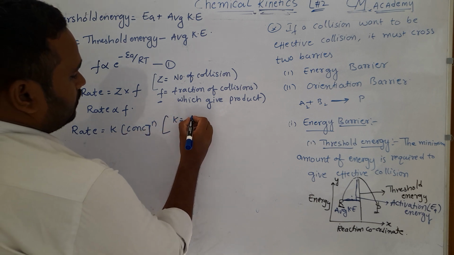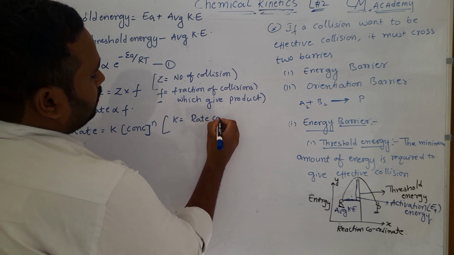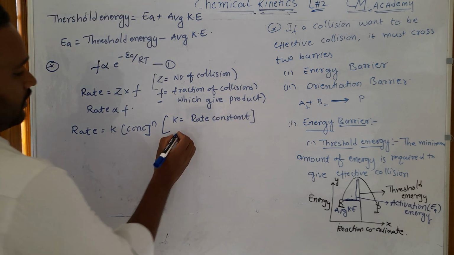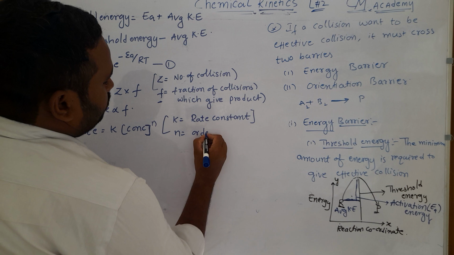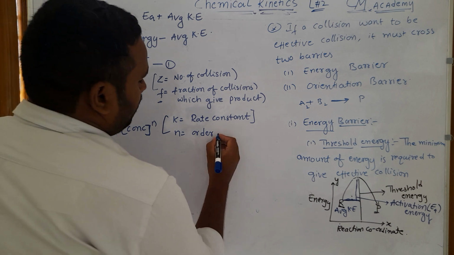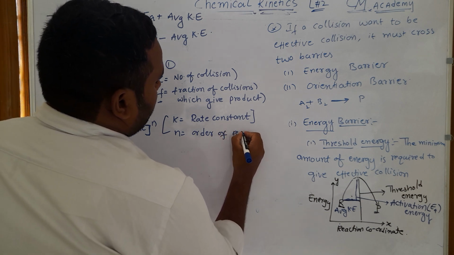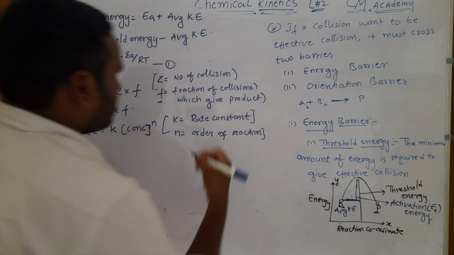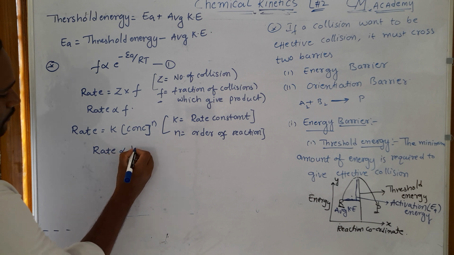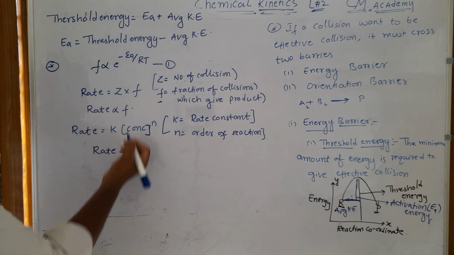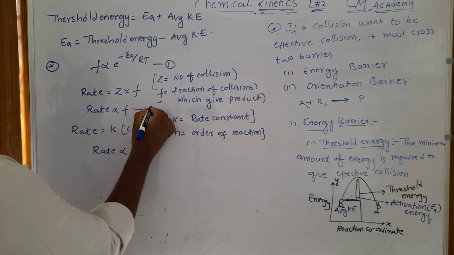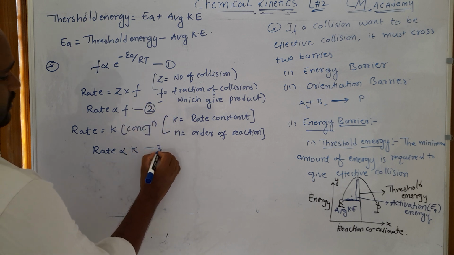Up to that you just assume that rate is equal to k into concentration to the power n. Here k is the rate constant. Here n is the order of reaction. What is this order of reaction? We will discuss in our next video lectures. So therefore rate is directly proportional to k, which means as rate increases, k also increases.